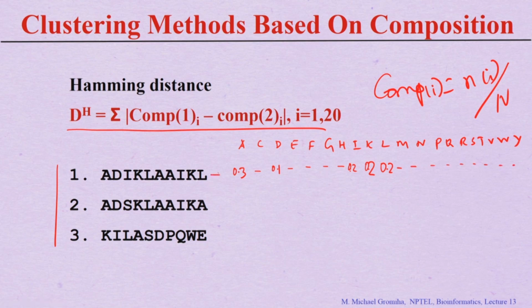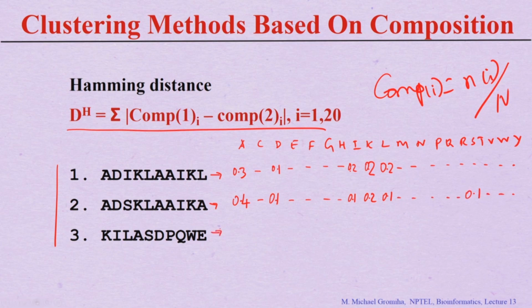Then for the second one: 0.4, 0.1, E, F, G, H, I is 0.1, K 0.2, L 0.1, then 4, 5, 6, 8, 9, there is one more, S 0.1.